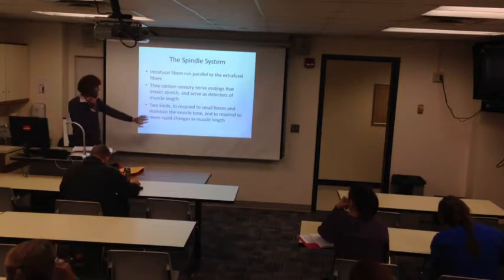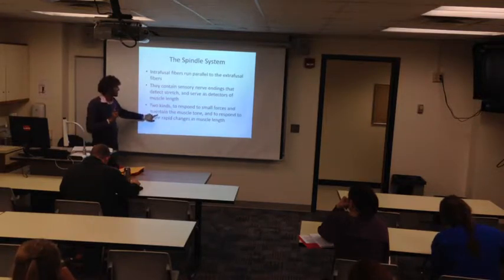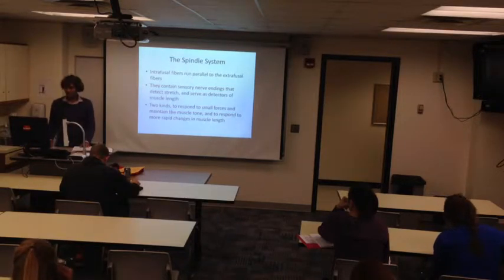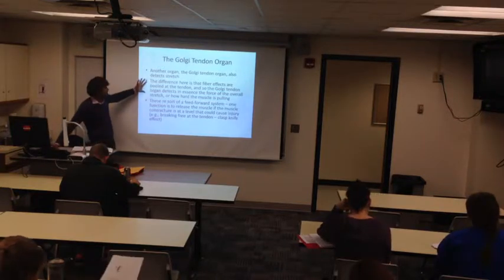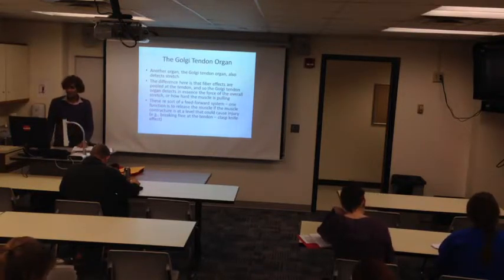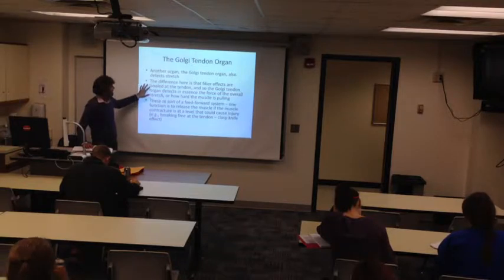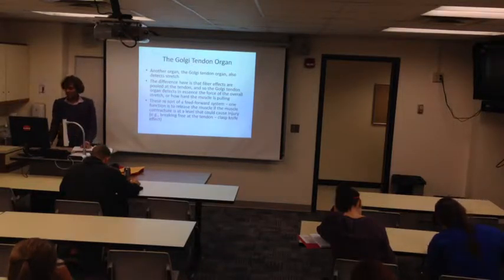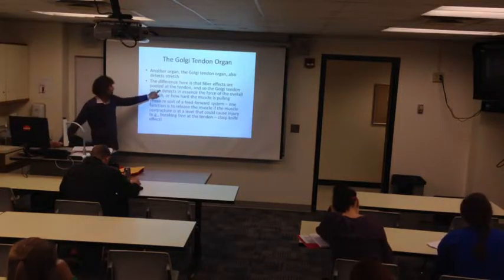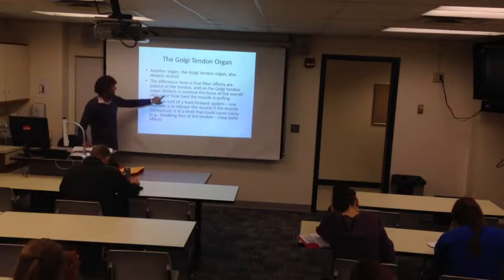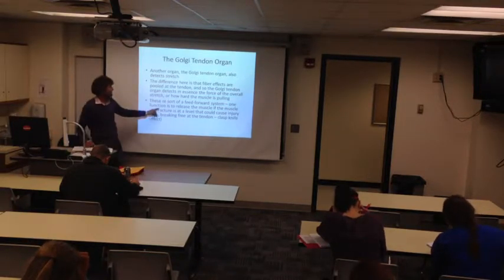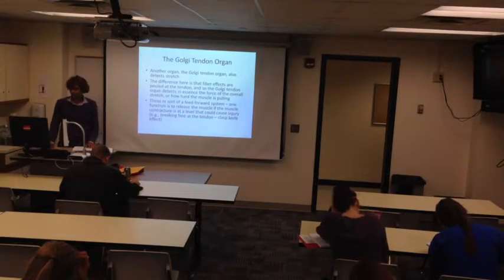And there are actually two kinds of these receptors. One that responds to small forces to maintain muscle tone, and a second one that responds to big forces or rapid changes in muscle length. There's also another organ called the Golgi tendon organ, which detects stretch, but it does something slightly different. It detects stretch that is pooled across the fibers. Because of the tendon, all the fibers are coming together. And so the Golgi tendon organ detects the overall force of the stretch, or how hard the muscle is pulling.